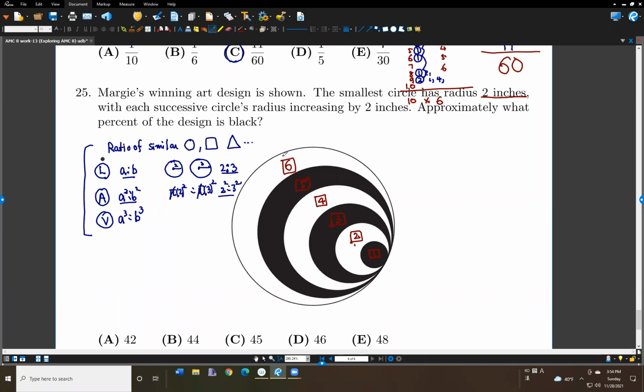What is the ratio of their area? If the lengths are 1, 2, 3, 4, 5, 6, that is the ratio of the length. The ratio of the area is 1 squared is 1, 2 squared is 4, 3 squared is 9, 4 squared is 16, 5 squared is 25, 6 squared is 36. That's the ratio of the area.